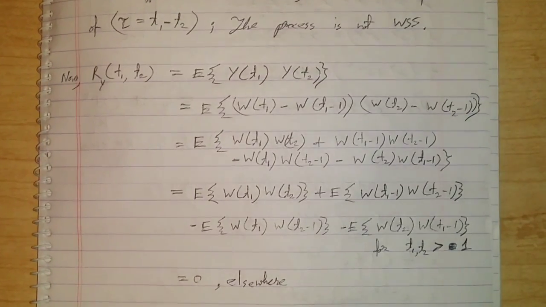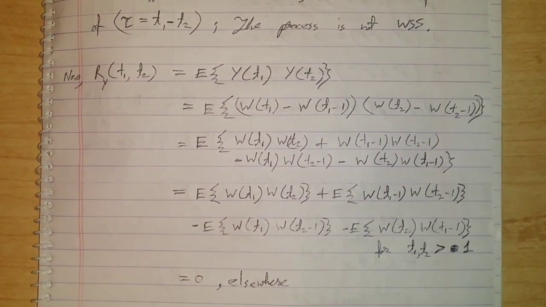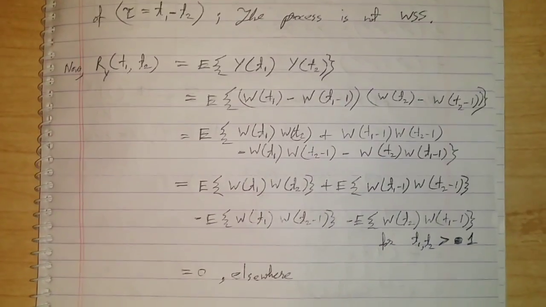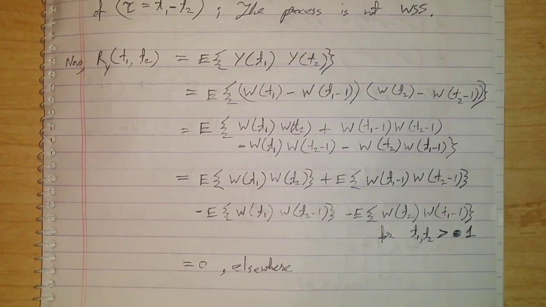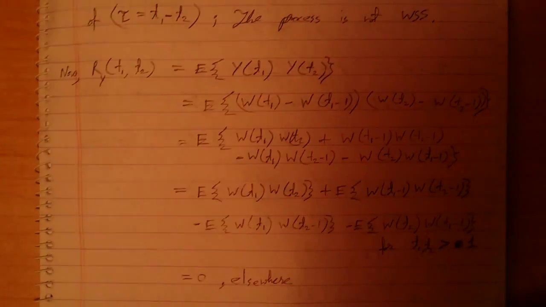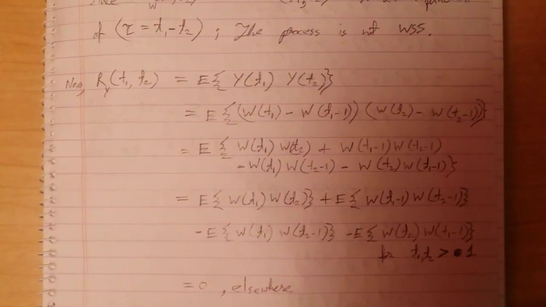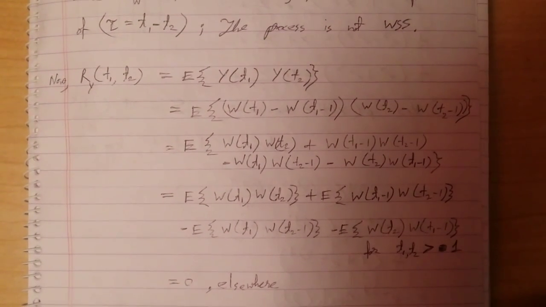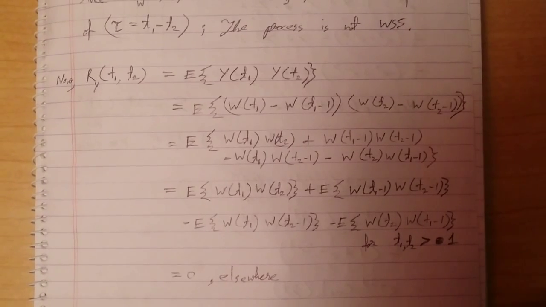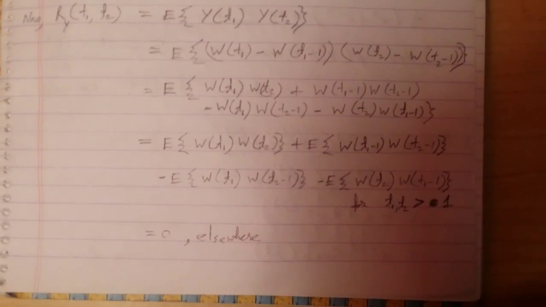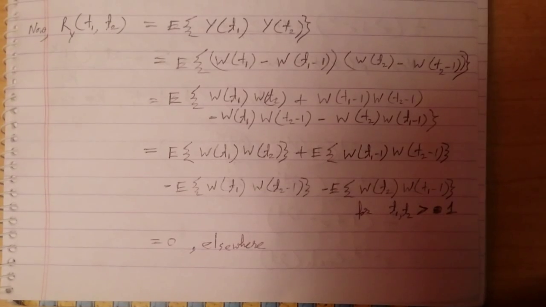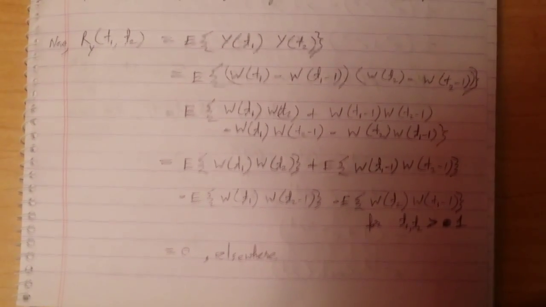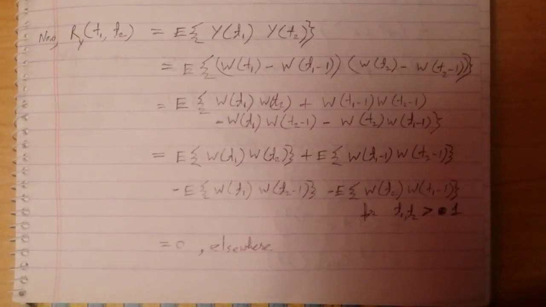and we find four terms: E of Wt1 Wt2, E of Wt1 minus 1 Wt2 minus 1, minus E of Wt1 Wt2 minus 1, and minus E of Wt2 Wt1 minus 1, which is for t1 t2 greater than 0, and if it's less than 0, the autocorrelation would be 0.